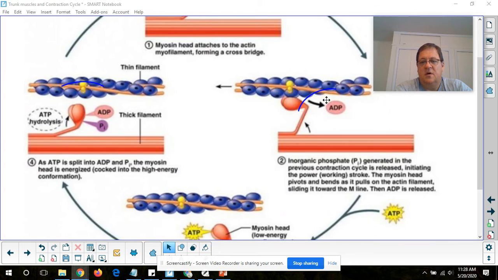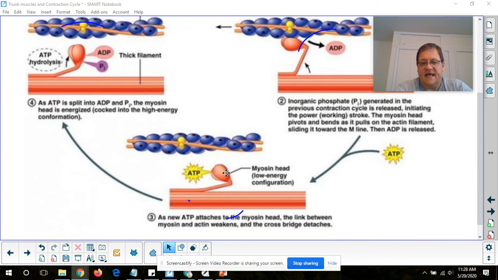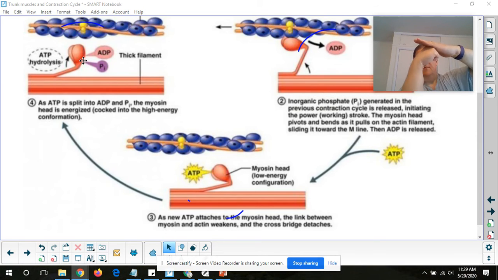Cross bridge, power stroke, detachment, reactivation. So if you've got your fist here, if this is the actin, cross bridge, power stroke, detachment, reactivation, and it repeats again and again.